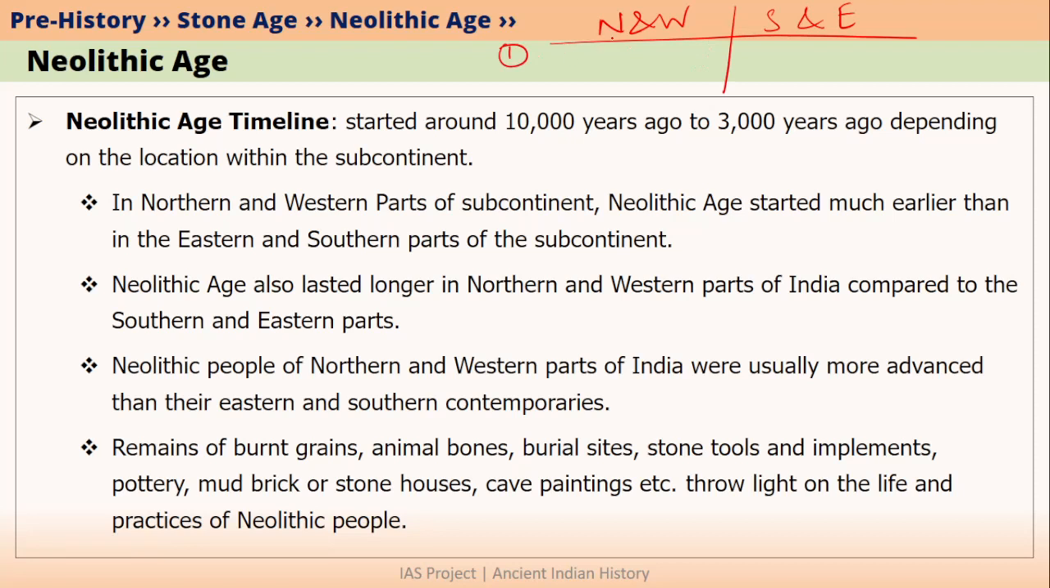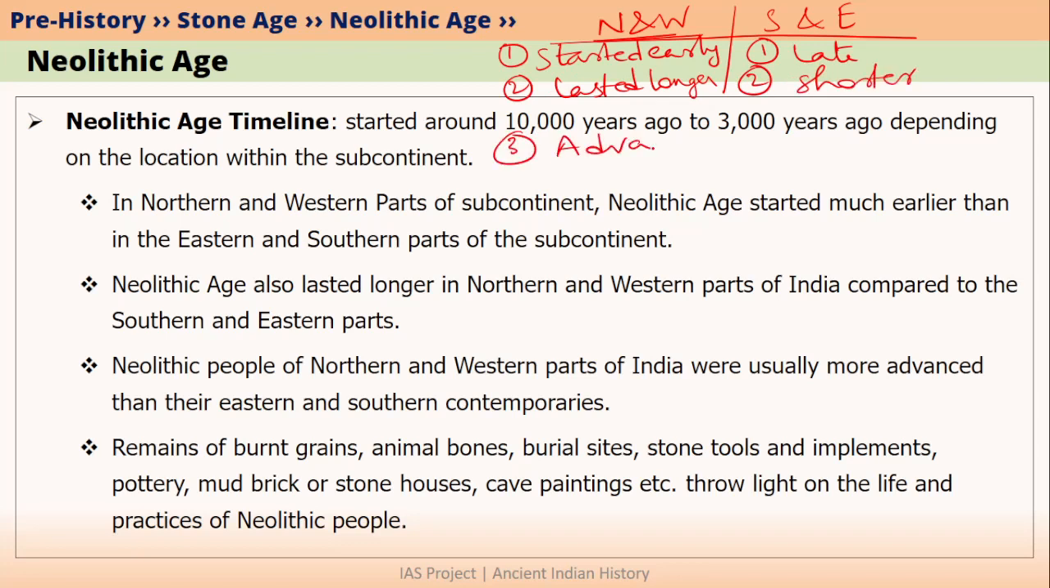The first difference is that in northern and western part, it started early. So Neolithic Age started early. In southern and eastern part, it started late. In northern and western part, it lasted longer. Whereas in southern and eastern part, it lasted shorter. Moreover, in northern and western part, Neolithic Age was more advanced. In southern and eastern part, it was less advanced. So these are the differences of Neolithic Age people if we compare northern and western parts of subcontinent with southern and eastern parts of subcontinent.